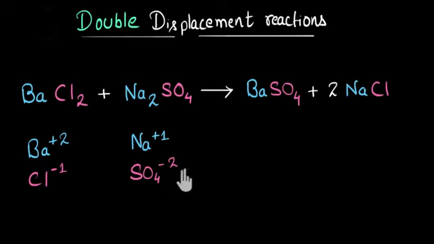Now see, the moment barium ion and sulfate ion come together, they form barium sulfate, which is insoluble in water, meaning it will settle down out of the solution. It will precipitate out of the solution. Just like when you mix sand and water, the sand after some time settles down, right? Something very similar is going to happen with barium sulfate.